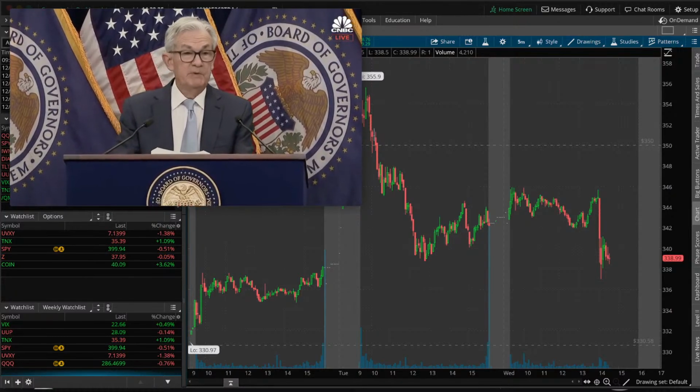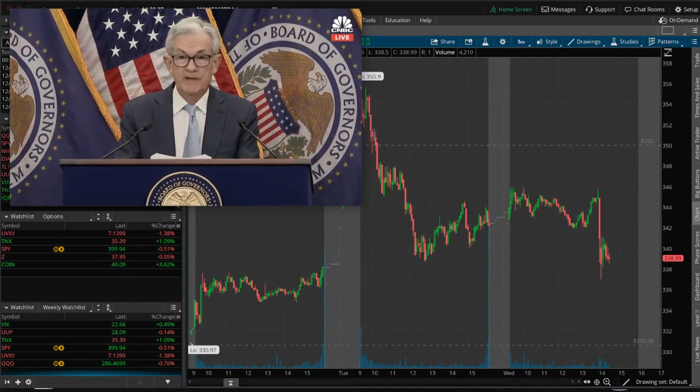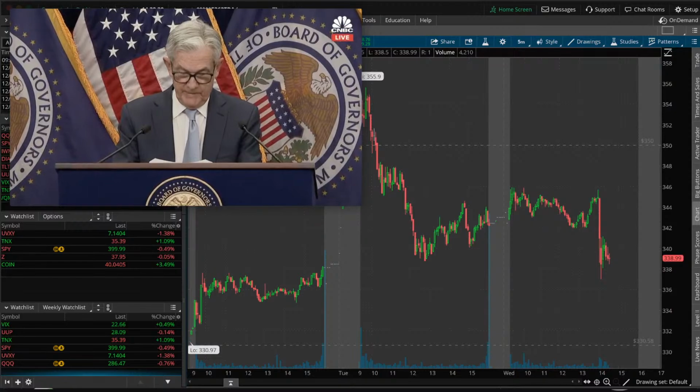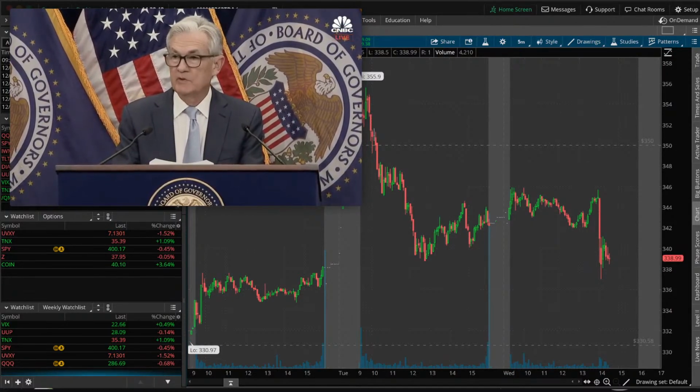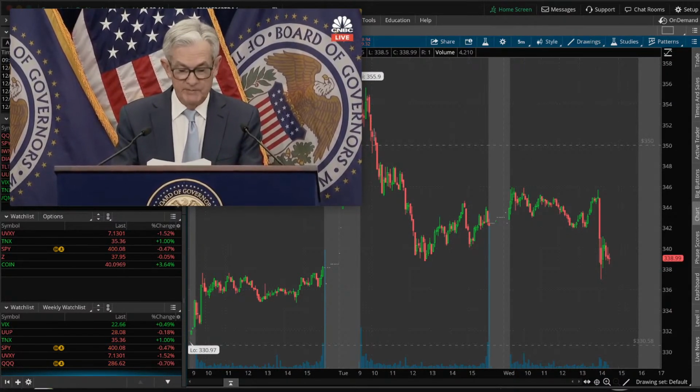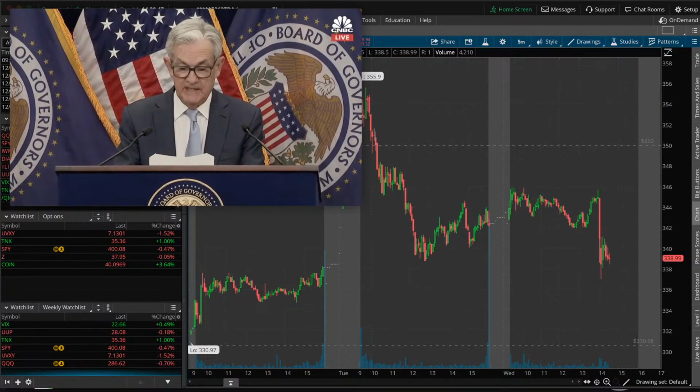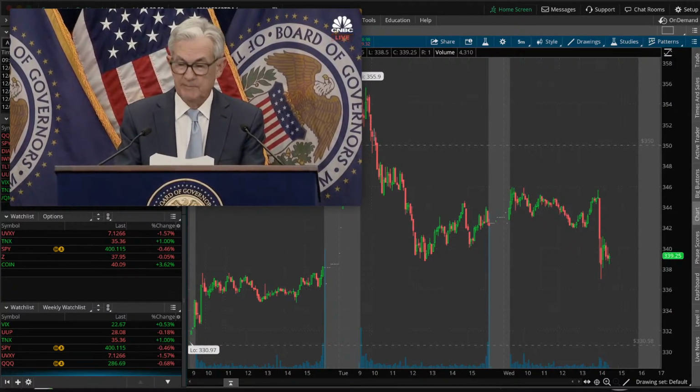Price stability is the responsibility of the Federal Reserve and serves as the bedrock of our economy. Without price stability, the economy doesn't work for anyone. In particular, without price stability, we will not achieve a sustained period of strong labor market conditions that benefit all.